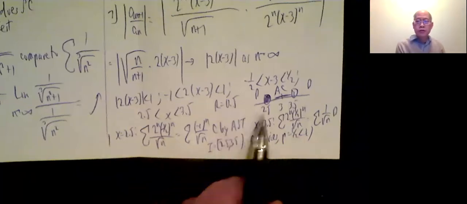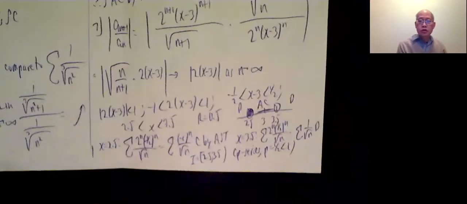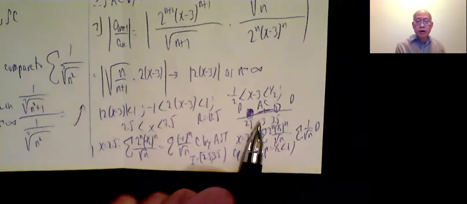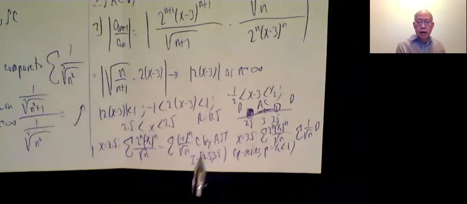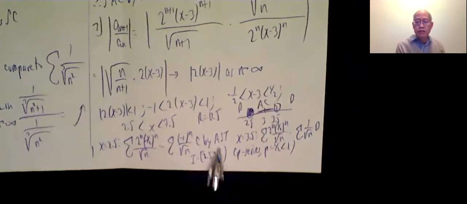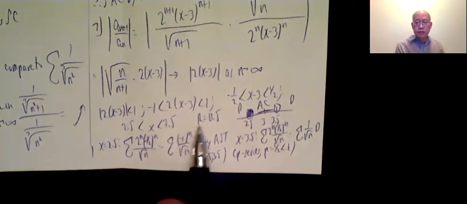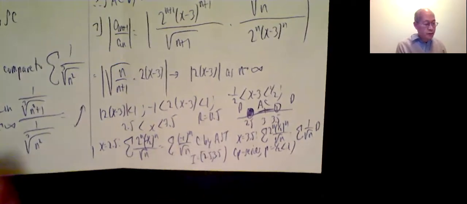So my interval of convergence is going to be bracket 2.5 comma 3.5 parenthesis. So I is bracket 2.5 comma 3.5 parenthesis, and the radius of convergence is 0.5.